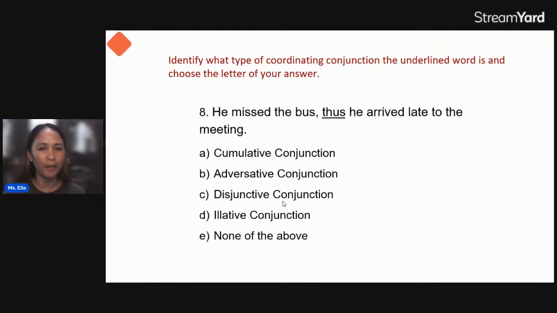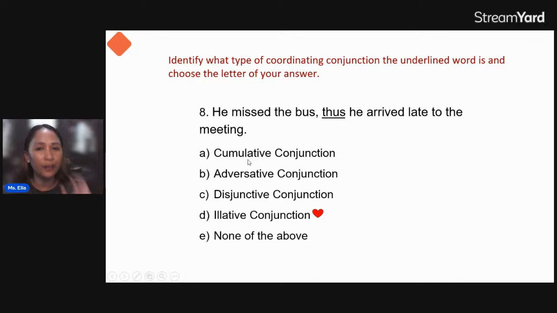Okay, for number 8, the correct answer is letter D. Elative conjunction. Why it's an elative conjunction? Because it's making a conclusion or making an assumption, right? He missed the bus, thus he arrived late to the meeting. So therefore, you are concluding that he arrived late to the meeting because he missed the bus, right? That means it's an elative conjunction.